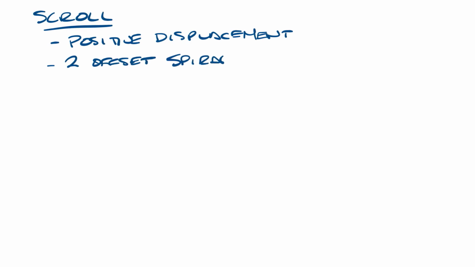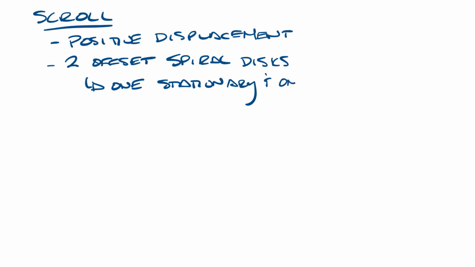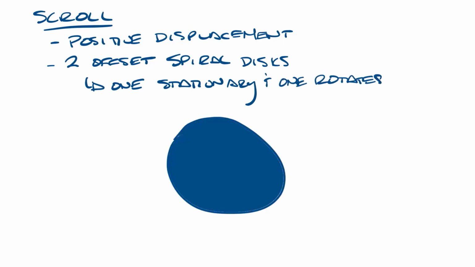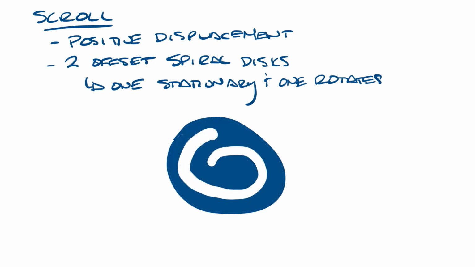Scroll compressors are positive displacement compressors. They're made up of two offset spiral discs that are nested together. One disc is stationary and the other one rotates. So let's draw this. I'm going to fill this in, and then we'll take out a section and make that the first spiral disc, and then draw a second spiral disc in it. This disc moves around kind of like this inside the other spiral disc opening. And that's how the compressor works.